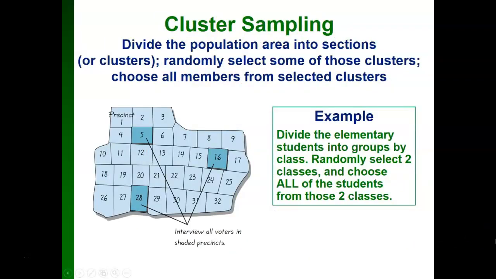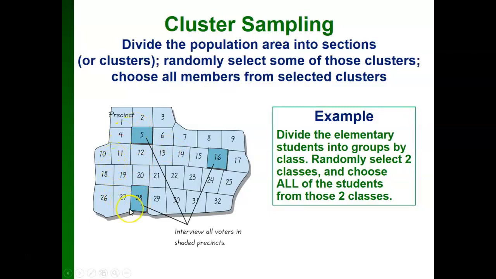The next type is cluster sampling. And this one is a little hard to tell the difference from the stratified sample, because in this one we also divide the population into sections or groups. But in this case, we randomly select some of those groups, and then we choose all the members from those groups. So here's an example in the picture.